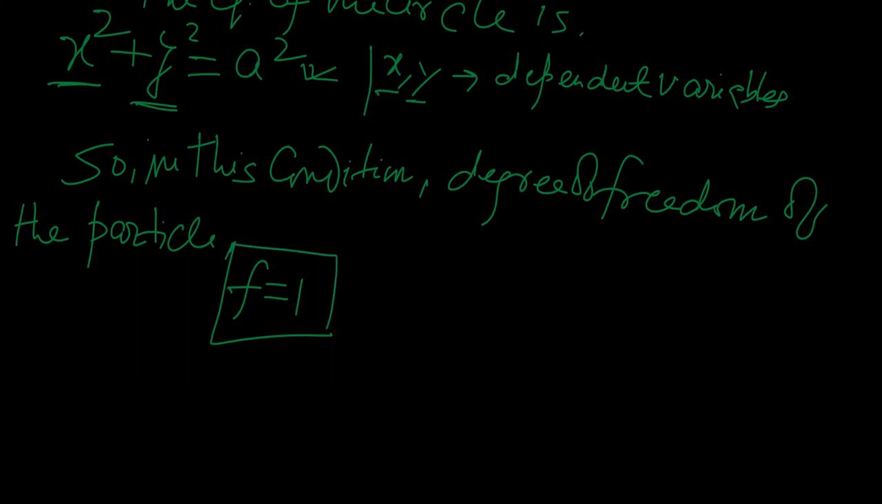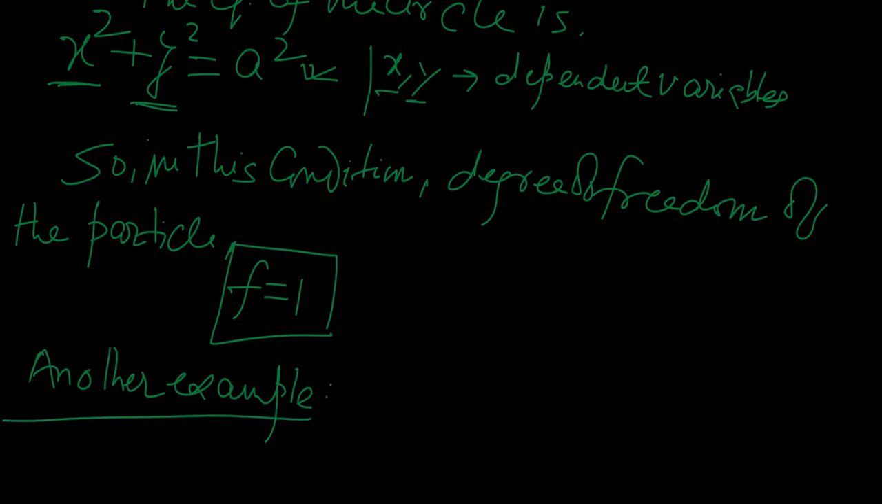These are some important examples. You may take another important example of a rigid body rotating about its axis, a fixed axis. Let us consider a rigid body, and this rigid body is rotating about a fixed axis. This axis does not change its orientation in space, so this is called fixed axis.